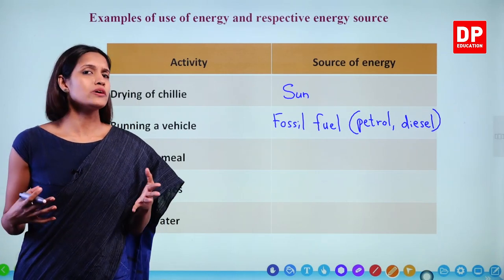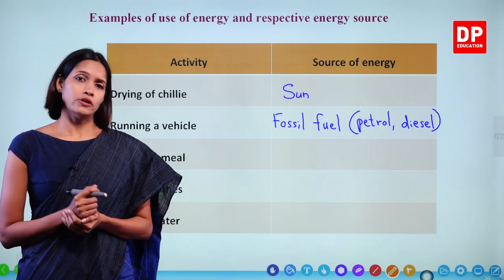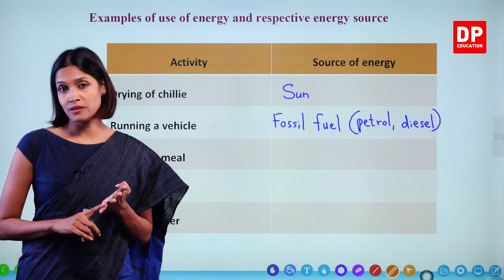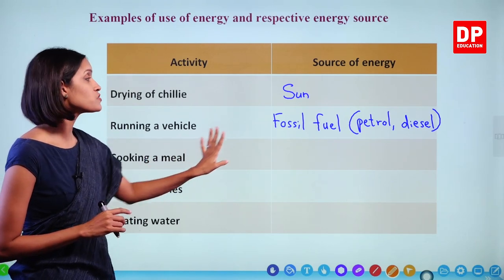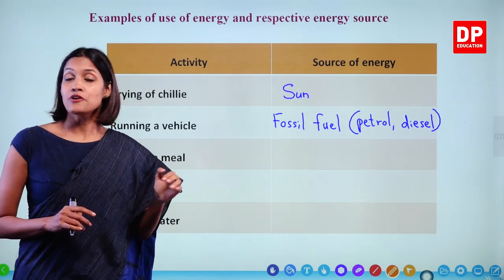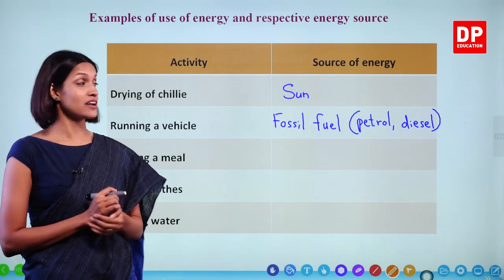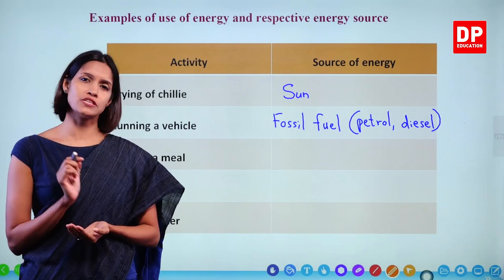So, in order to cook a meal, what are the different sources of energy we use, children? At home, most of the time, we use LP gas or liquid petroleum gas. It's a type of energy source. Now, remember, LP gas also comes under fossil fuel. When I discuss each topic, I'm going to explain to y'all. Okay, there are different types of fossil fuel. LP gas also comes under fossil fuel.